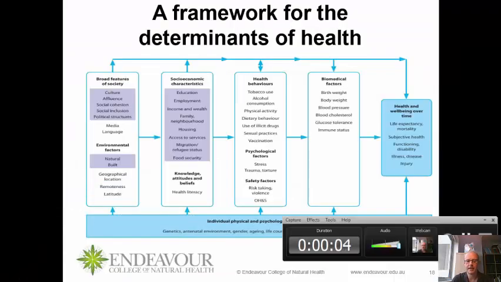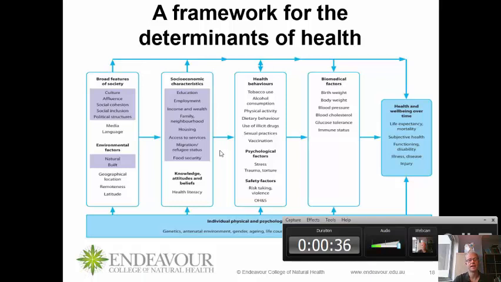Welcome back, everyone. This is part 2 of lecture 2, or session 2, and we're continuing to look at determinants of health, and in particular social determinants of health. This is one of the frameworks that we looked at in lecture 1, in the previous lecture. And you'll remember, hopefully, that the shaded areas are these particularly important social determinants of health.